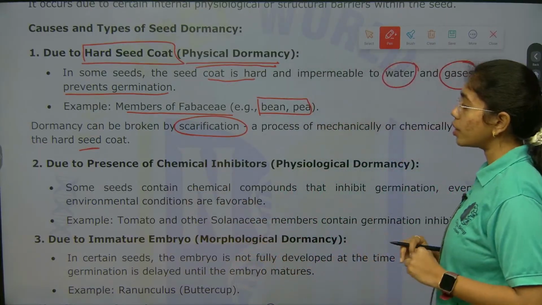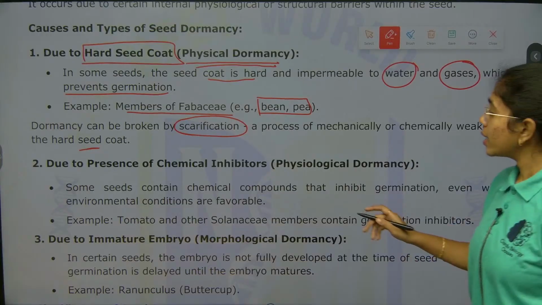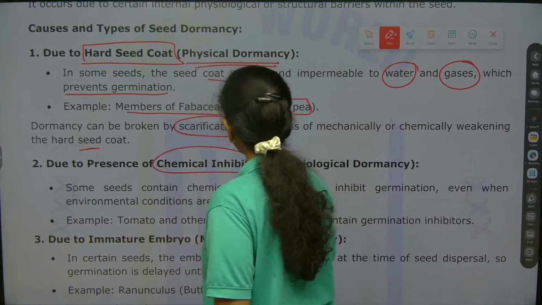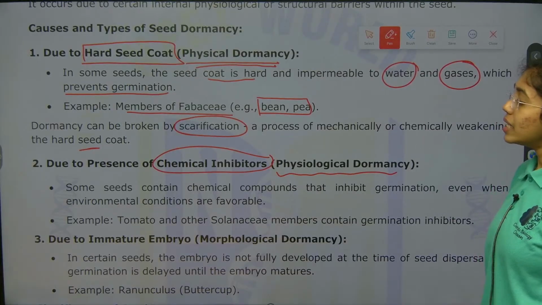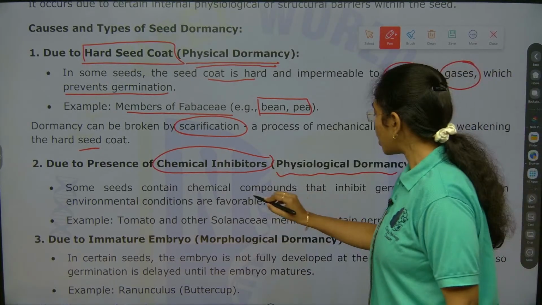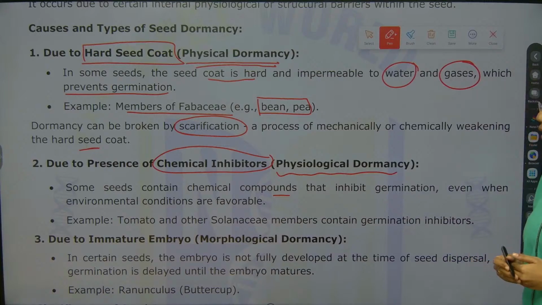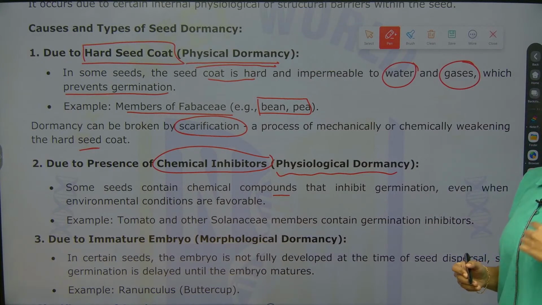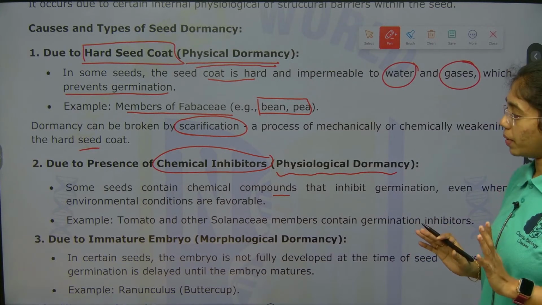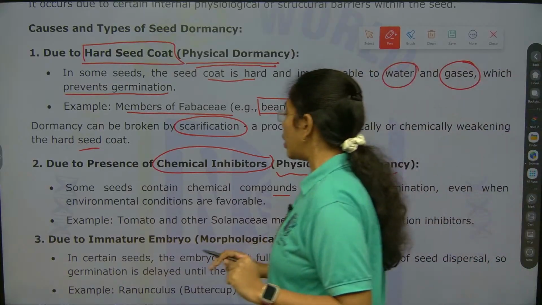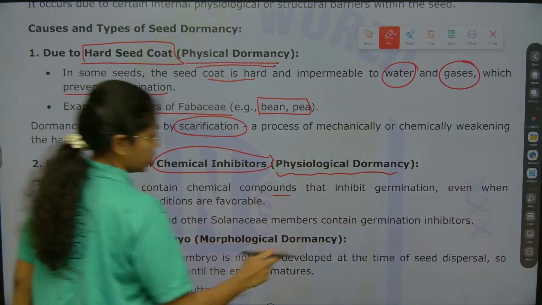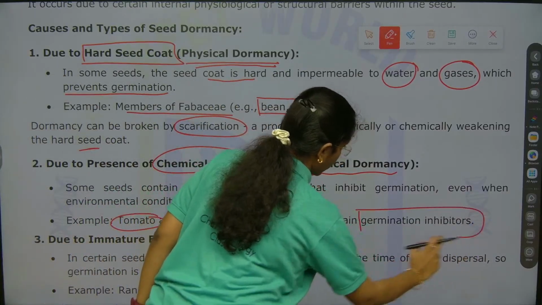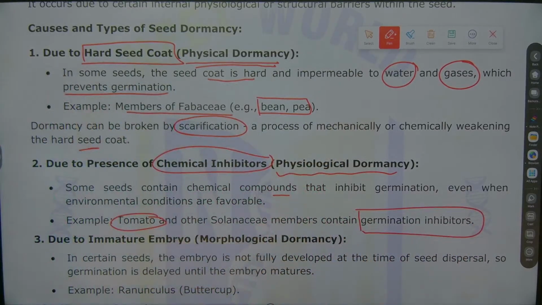Second major point is what? It can be due to chemical inhibitors, which is addressed as physiological dormancy. Some seeds contain chemical compounds which inhibit the germination even when the environmental conditions are favorable. For example, tomato and other Solanaceae members, they contain what? Germination inhibitors within them.